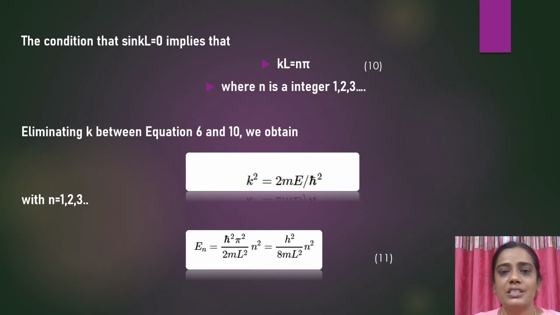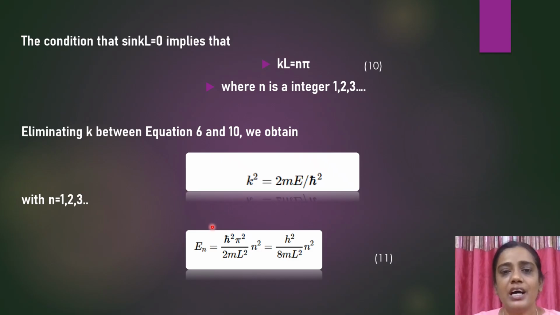Now we are going to eliminate k from equations 6 and 10. What is equation 6? It was k squared equal to 2mE by h cross squared. Now in this equation, we keep the E alone on one side and bring the other terms to the other side. Therefore, E is equal to h cross squared k squared by 2m.